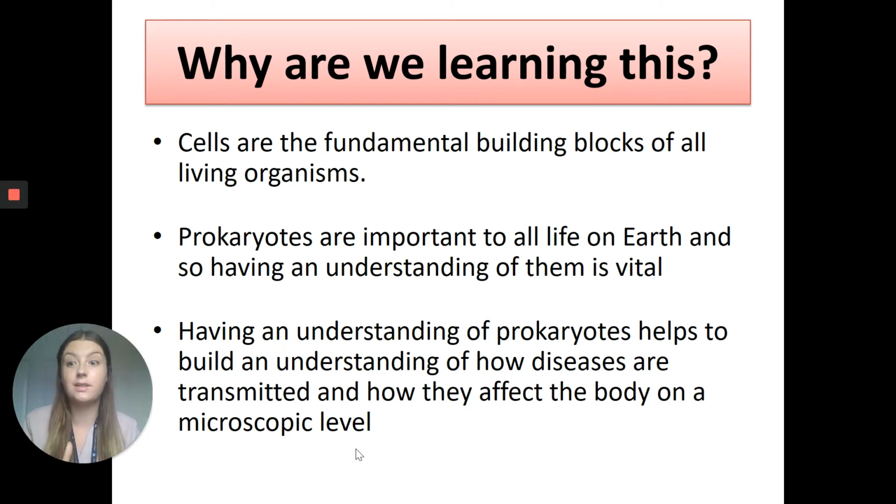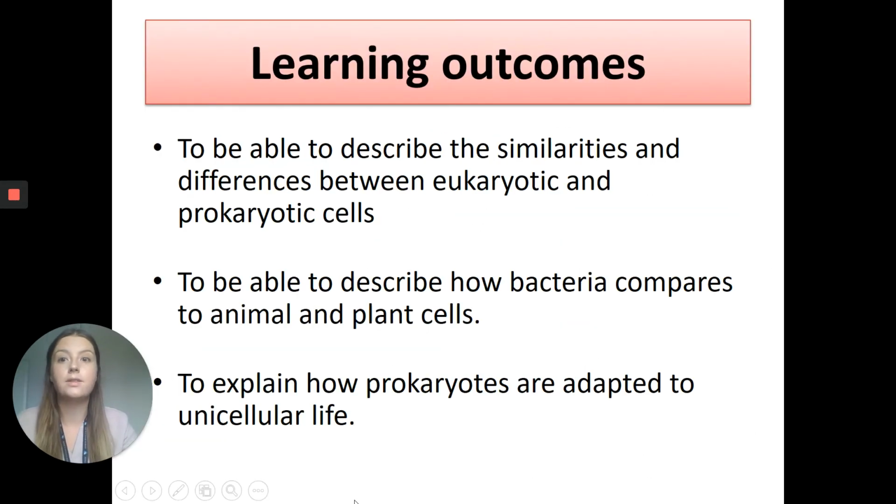Bacteria plays a very big role in decay, for example. And understanding them helps us again to understand disease, because if I've just said that an example of a prokaryotic cell is bacteria, then having an understanding of that bacteria will help us to understand how diseases are transmitted.